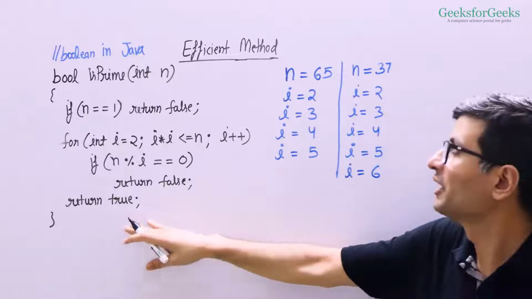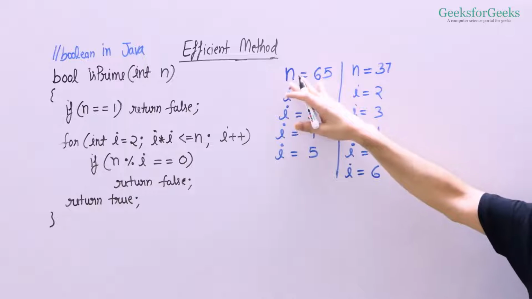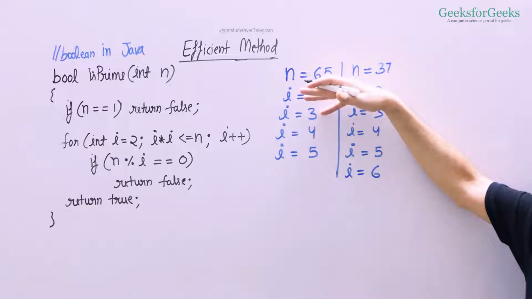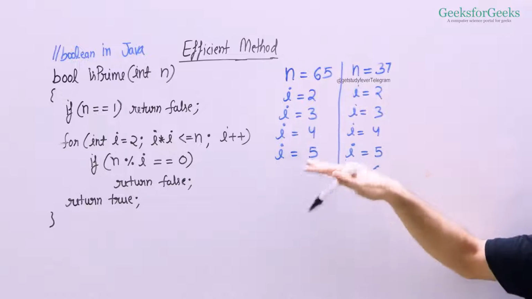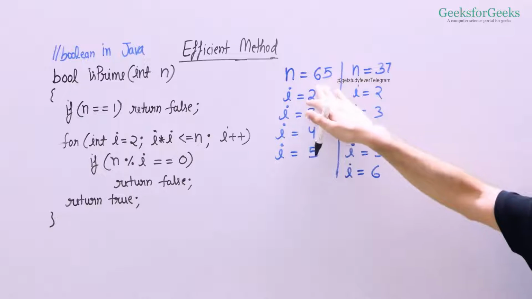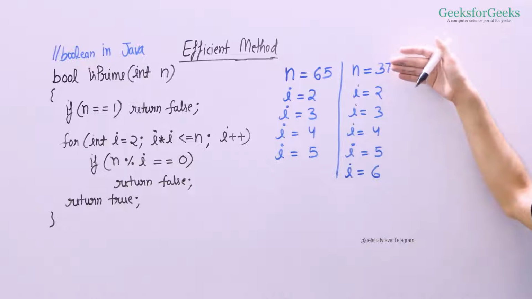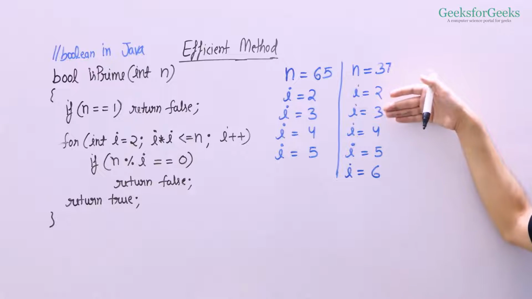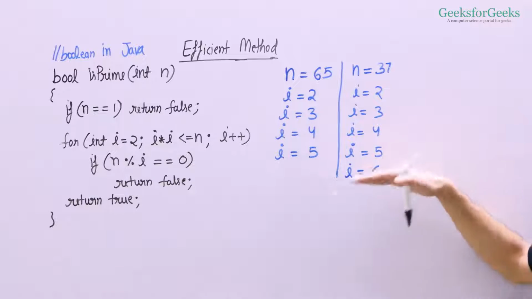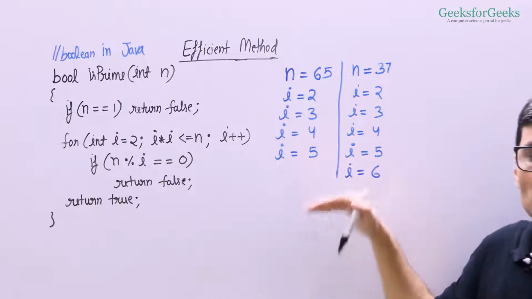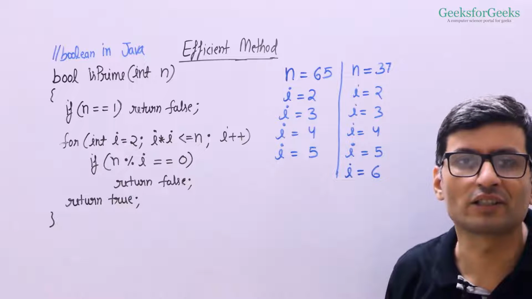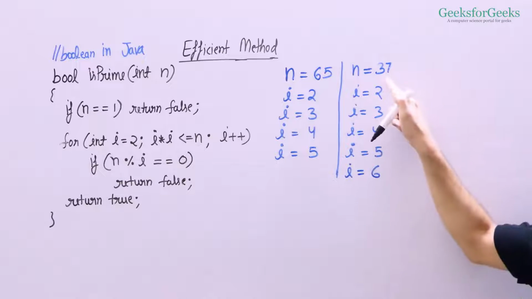So when your n is 65, you are going to begin with 2, then you are going to go to 3, 4, 5. At 5 you notice that it's a divisor of 65, so you return false. When n is 37, you begin with 2, you go to 3, go to 4, go to 5, go to 6 and you stop at 6, right? Because 7 into 7 is 49, which is greater than 37.